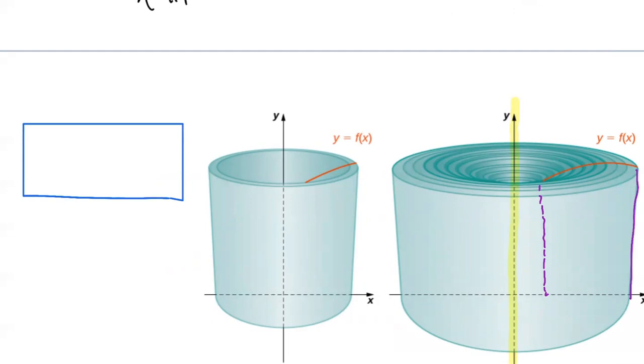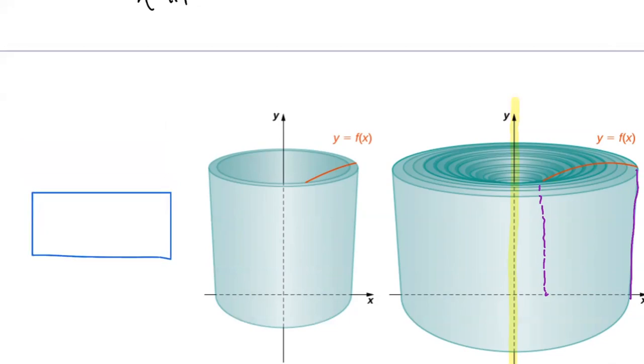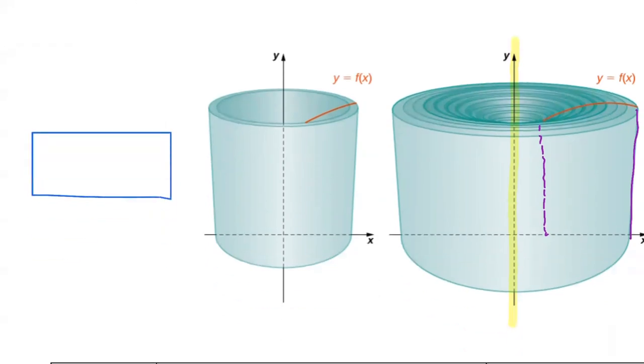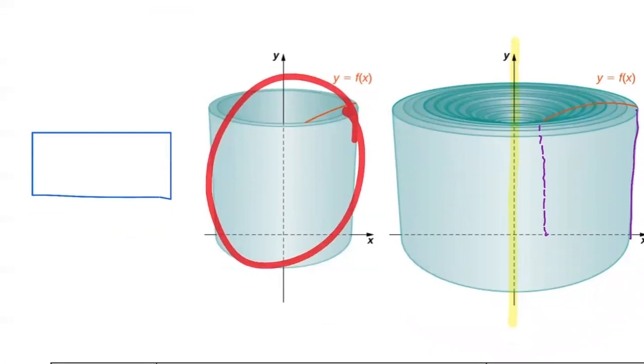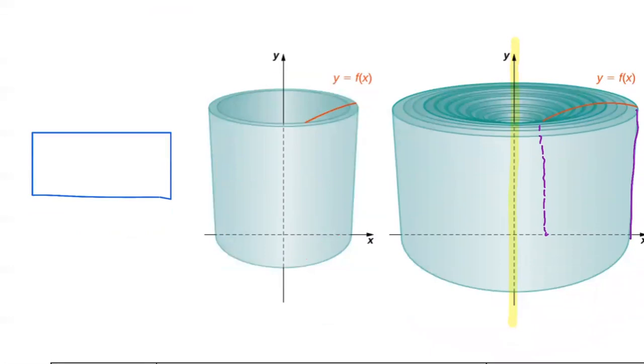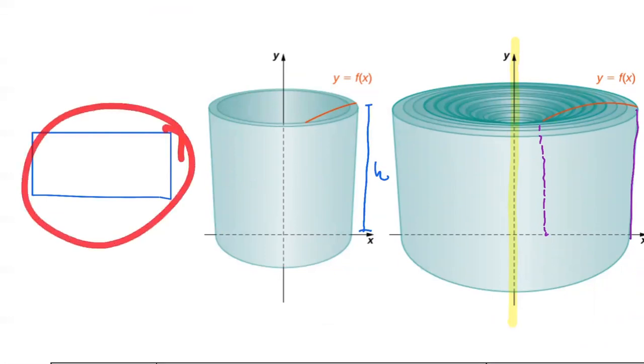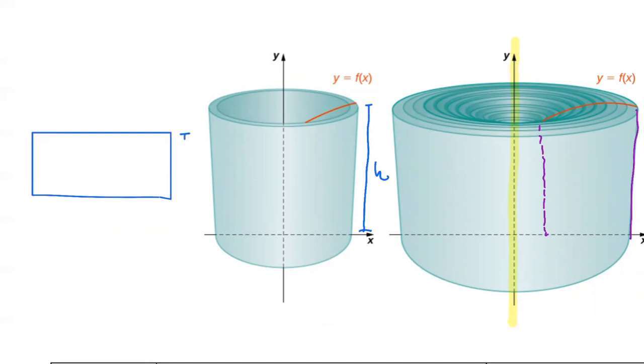Now we know that this rectangle is, I know this is not to scale, but it represents the unraveled cylinder, okay? Now, if we think about a cylinder, it typically has a height, right? And so on my unraveled cylinder, I still have a height.